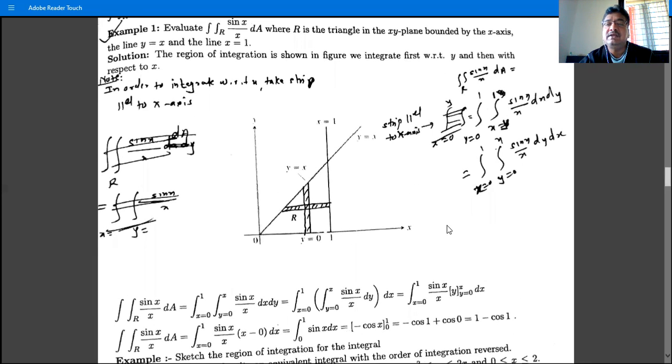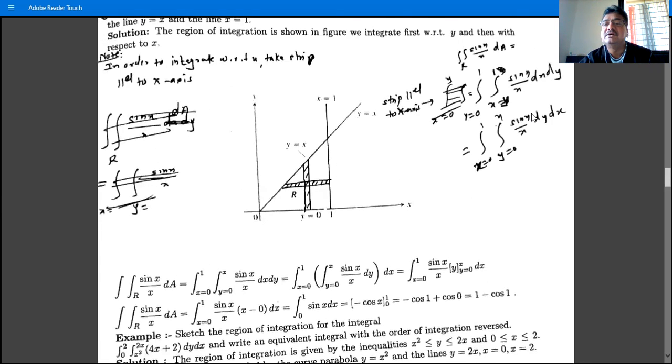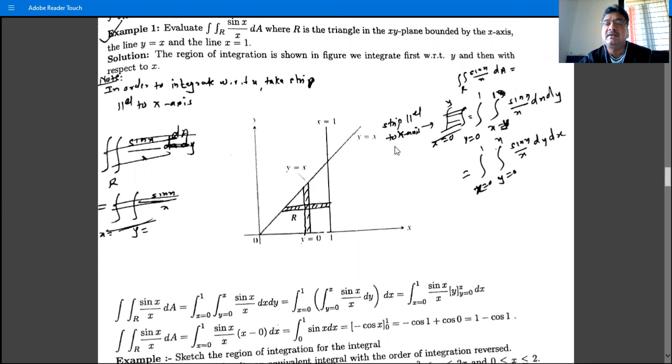And if you have to integrate with respect to x first now, suppose, then what is that? Take a strip parallel to x axis, this strip, and then the integration over R of sin x by x dA is equal to the integration of sin x by x dx dy, right? The sequence is dx dy, and so what are the limits of x? This strip parallel to x axis touches the line y is equal to x.